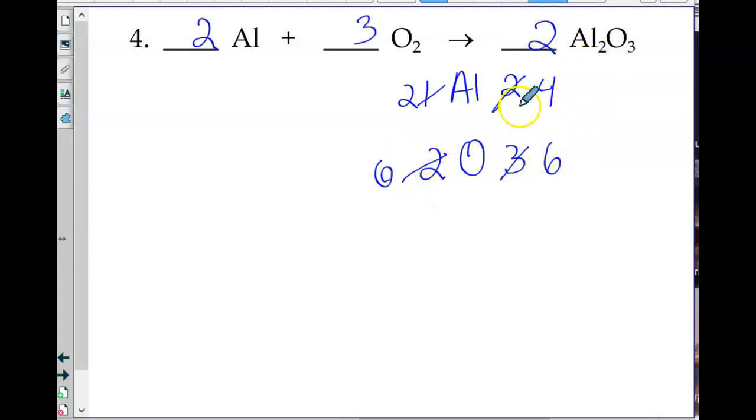So my oxygens look great, but now someone's gotten off the teeter-totter on this side, so to speak. So instead of putting a 2 in front, what could I instead put in front? I'm just going to erase that number and rethink it. What could I put in front instead? A 4. And you can either use pencil or you can scratch out. I don't really care, just as long as it's clear what you want. So I'm putting a 4 there because 4 times 1 makes this go to 4. And now we have 4, 4, 6, 6, and it's balanced. Balanced with a 4, 3, 2. Questions you have over number 4?